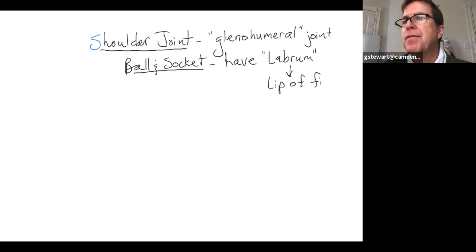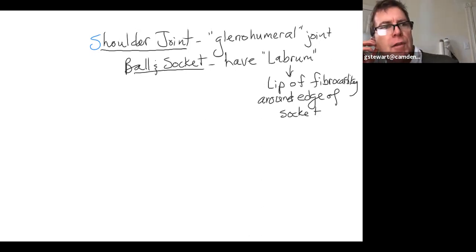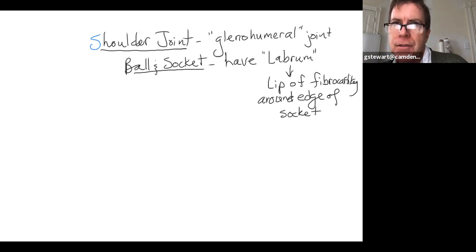I can't remember if I defined that for you earlier in a different lecture, so I'm going to do it again. It's a lip of fibrocartilage that extends around the edge of the socket part of the joint. Think of it, it reminds me of pie crust hanging over the edge of the top of a pie or a pie tin. It kind of does that.